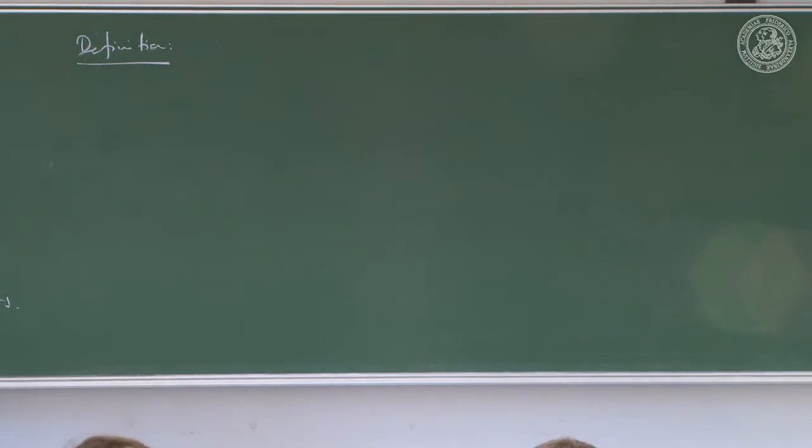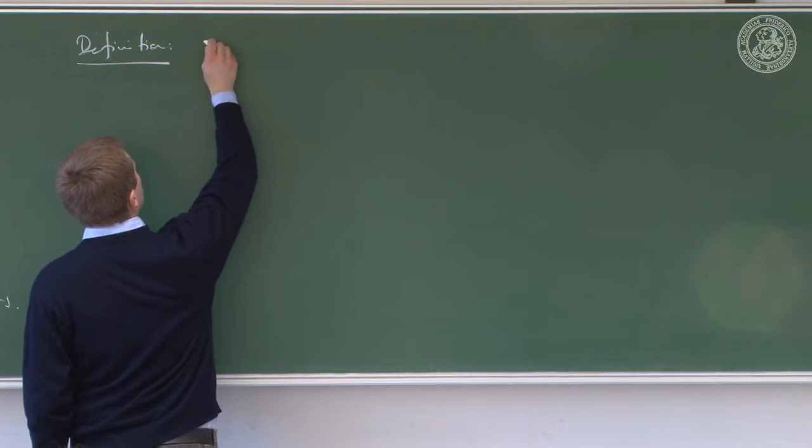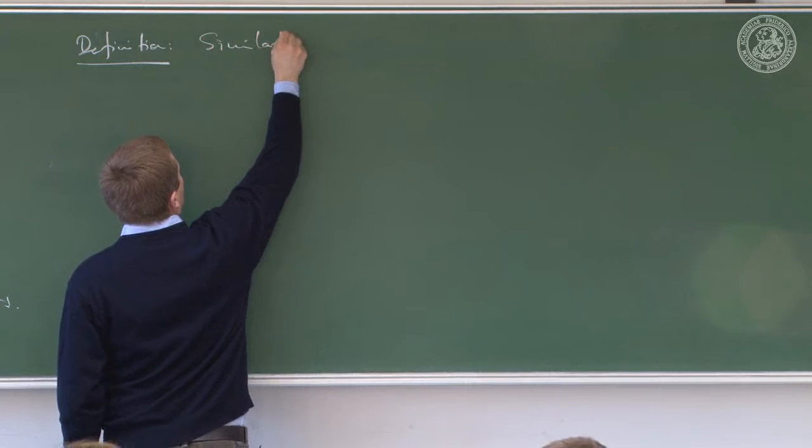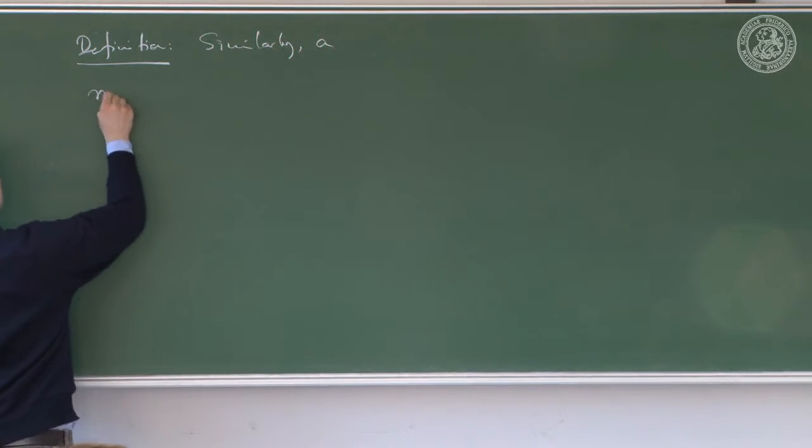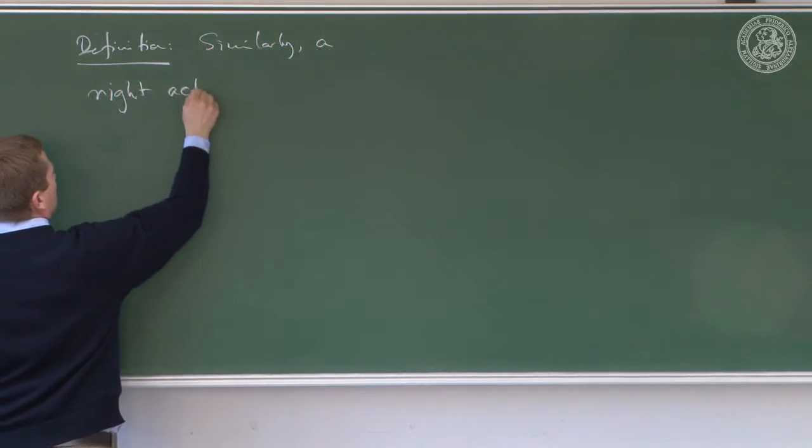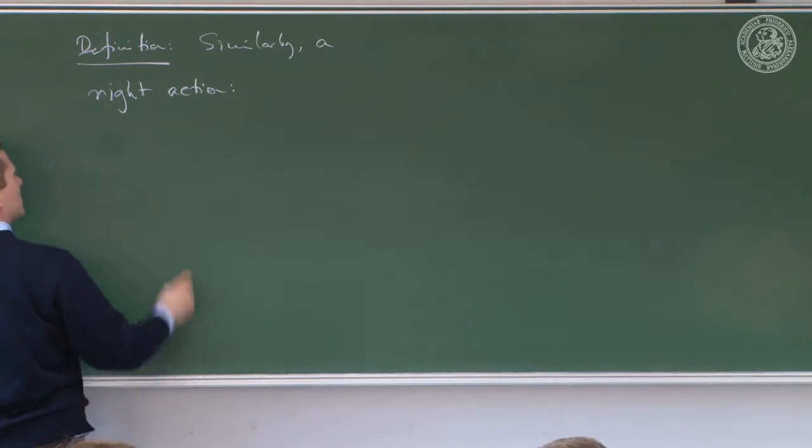And if we then go to the associated bundles, we use left actions. So we should write this down once. Similarly, a right action, now you can guess what the symbol is.